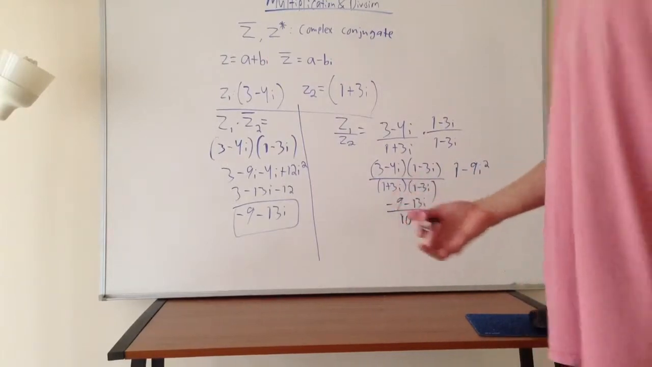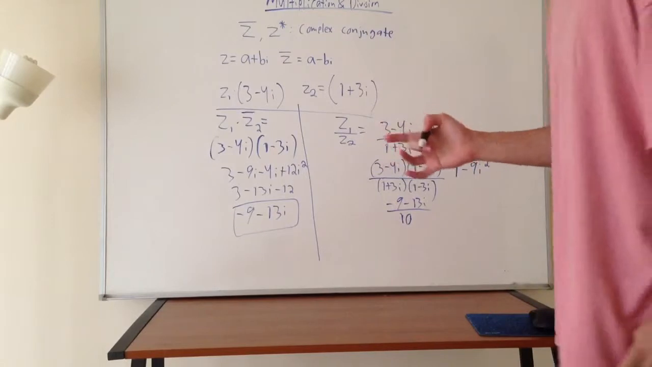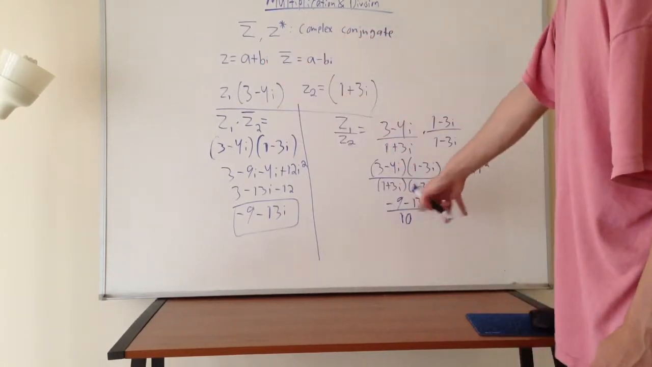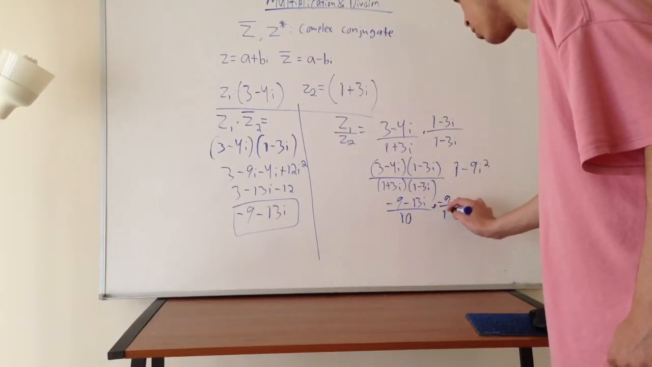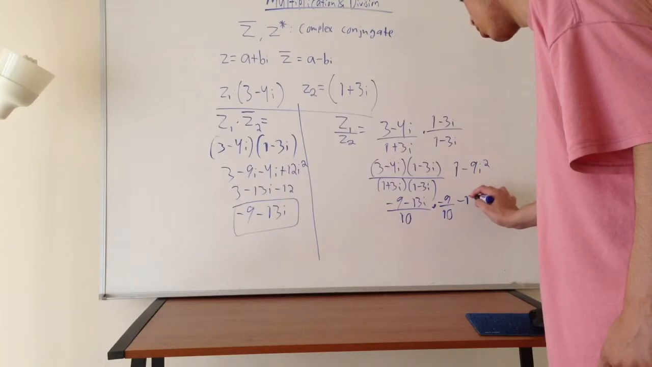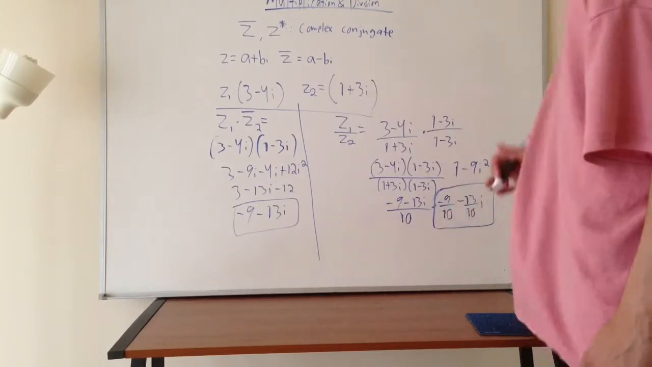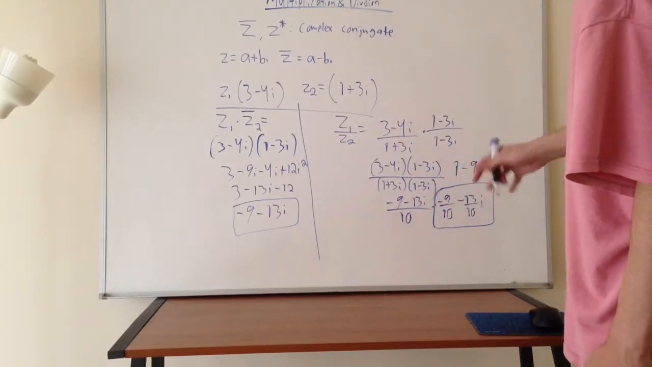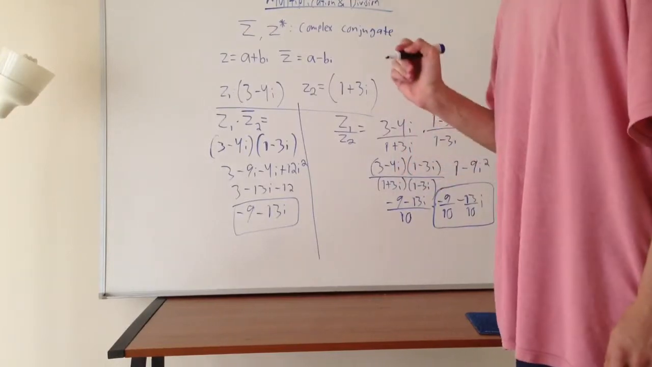If you want, you can split this up. Sometimes it's preferred to write complex numbers explicitly in terms of a plus bi, so I'll break apart the real and imaginary parts. I'll have negative 9 over 10 minus 13 over 10 i. There are lots of ways you can write that. You could have left it as it was, which is okay, but sometimes it's nice to split it apart so you see the real and the imaginary part.